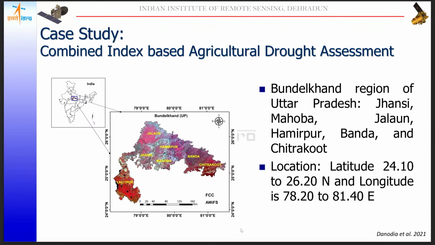Now come to the next study, which we did for the combined index based agriculture drought assessment for the Bundelkhand, Uttar Pradesh area. This is a study we did for Rabi season drought assessment. As I discussed, from 2019 the Government Ministry of Agriculture and Farmers Welfare defined that Rabi season drought would also be assessed by the Government of India through the MNCFC center. So in the same line, in 2020 we did this work, and in 2021 we published it.